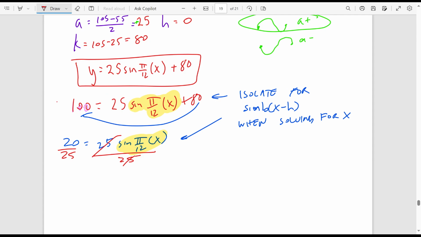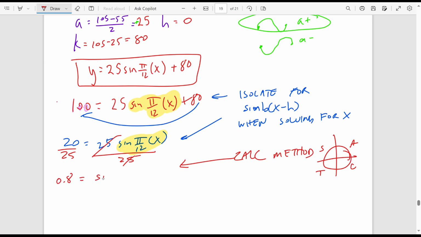So here's where the calculator version is going to come into play. If I go 20 over 25, what if I wanted to leave it as a fraction and see if this helps me in some way? What could I reduce it to? Well, I could reduce it to 4/5. But if I go to my unit circle, can I find 4/5 anywhere? It's not on there. So this is where the calculator method, which also involves this lovely CAST system, comes in. 0.8 is equal to sine pi over 12x.